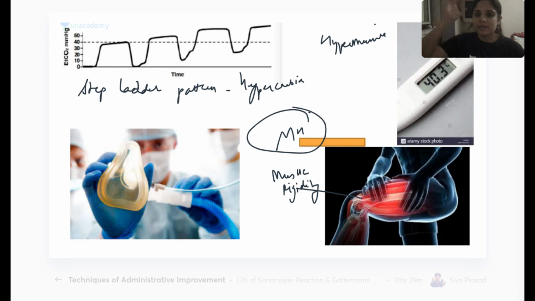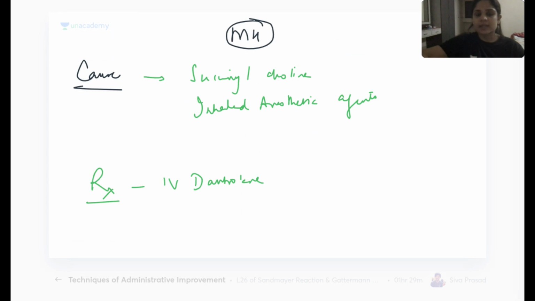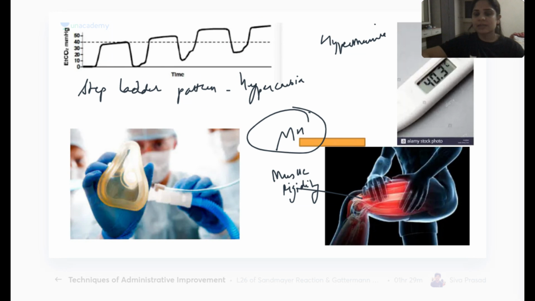They will give you a case scenario in which they'll say that the patient has been given general anesthesia. Suddenly his EtCO2 levels go up, his body becomes extremely warm, and all the muscles become rigid. Mouth opening is reduced. There is trismus. So what is happening? You are getting malignant hyperthermia.